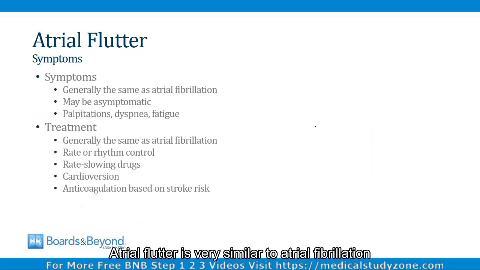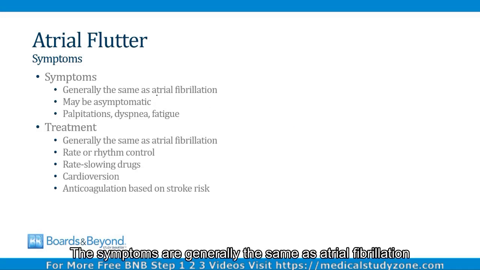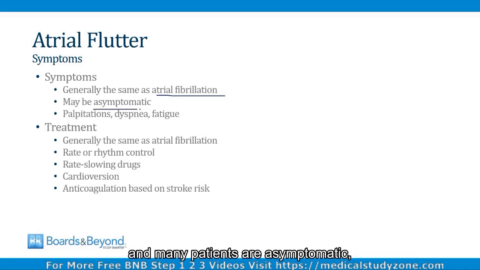Atrial flutter is very similar to atrial fibrillation in that it tends to be episodic. It will occur and then potentially go away and then come back again. The symptoms are generally the same as atrial fibrillation, and many patients are asymptomatic, just like many patients with AFib are asymptomatic. When symptoms do occur, they're similar to AFib, things like palpitations, dyspnea, and fatigue.